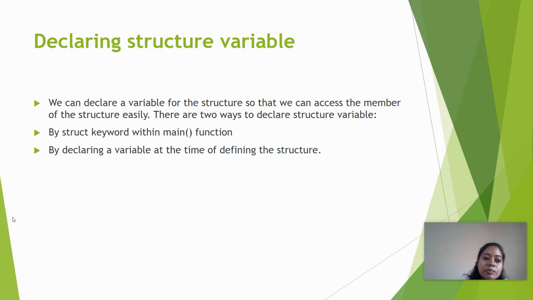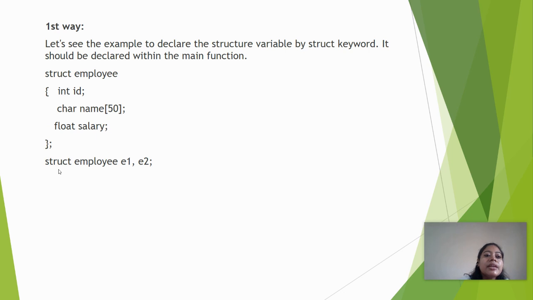Those are: the first one is by the struct keyword within the main function, and another one is by declaring a variable at the time of defining the structure. We will see two examples of each one. Okay, so first way, let's see the example to declare the structure variable by struct keyword.